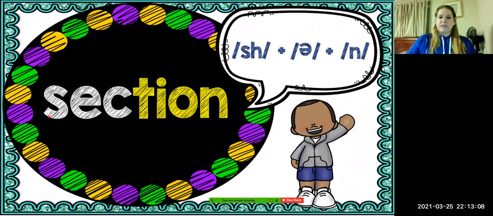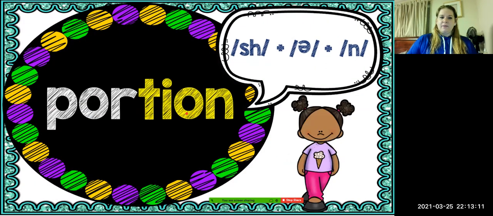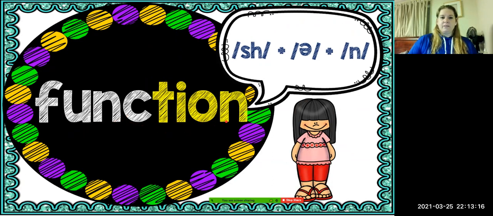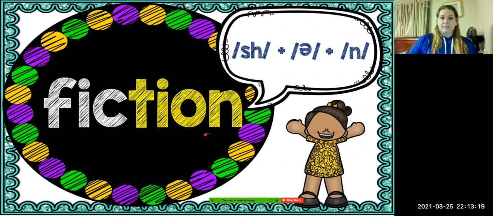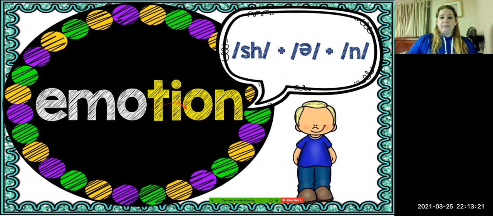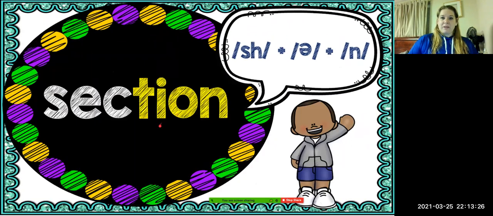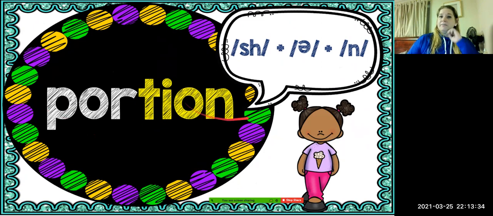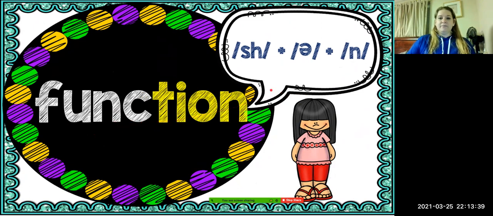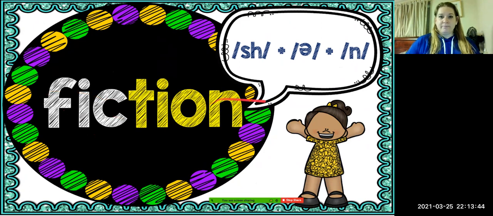We have section, portion, function, fiction, emotion. All right, so let's go back. I'm going to say the word, and I want you to repeat it after me. Okay, ready? Section, portion, function, fiction.